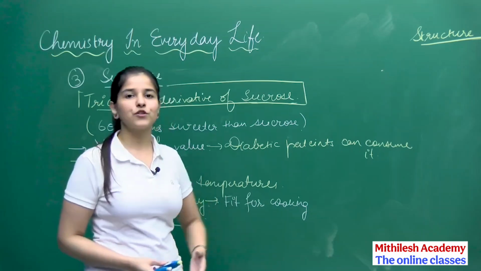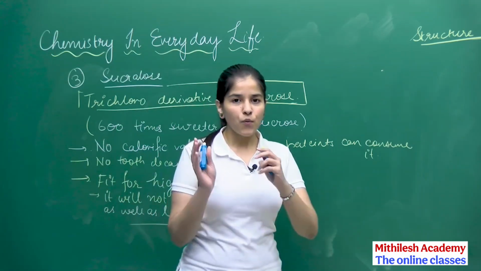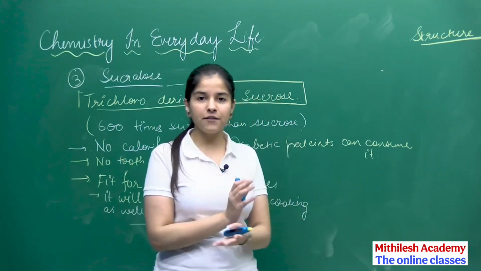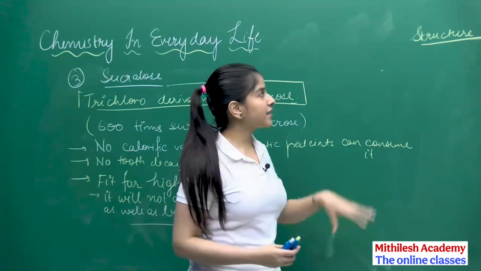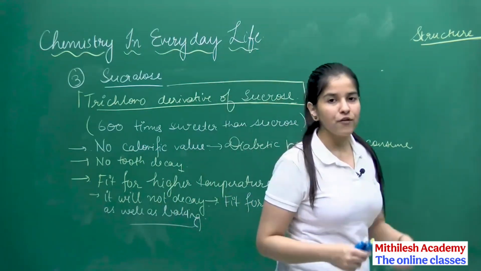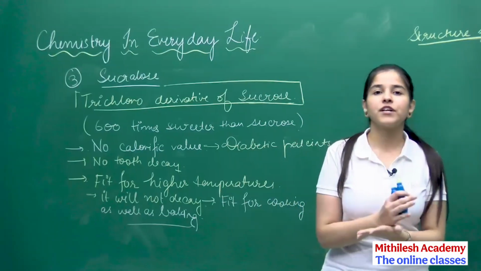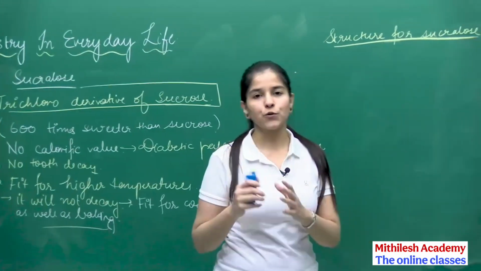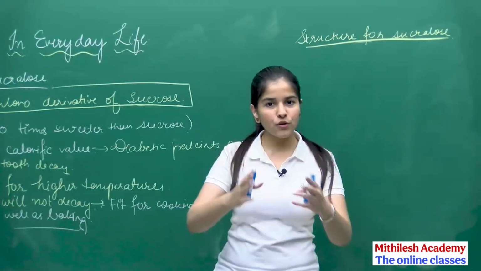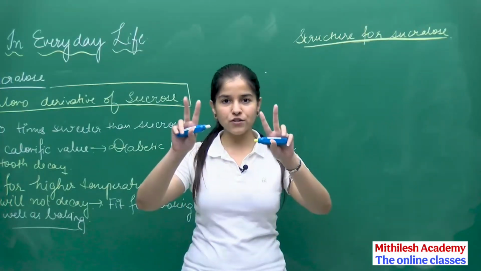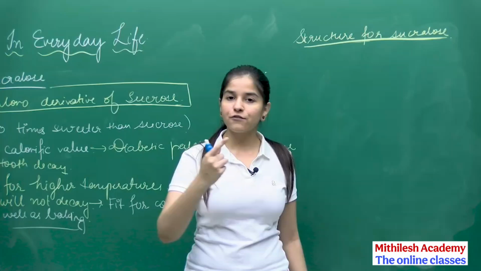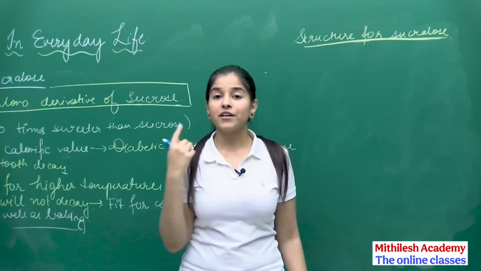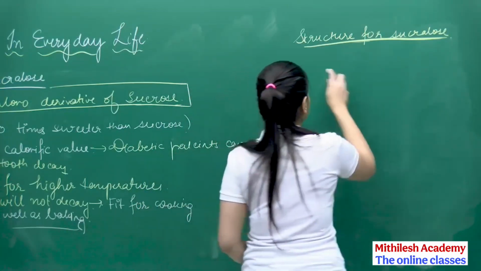Now let's just move on to the structure. So what is very similar to the structure? The structure here is similar to sucrose. Why? Because as I told you, it's a trichloro derivative of sucrose. So what is sucrose? Sucrose is a combination of two kinds of sugars. What two kinds of sugars? One is the alpha D glucose, the second is the beta D fructose.